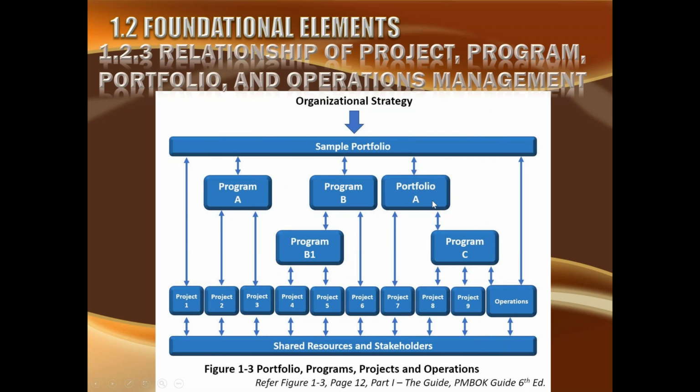We are talking about portfolio A. Portfolio A is the sub-portfolio under the main portfolio, and it may have some projects like project 7 directly, a standalone project directly answering to this sub-portfolio A, but it can have program C under it. The program C may have some projects like project 8 and project 9 reporting to the program, as well as some operations of the program.